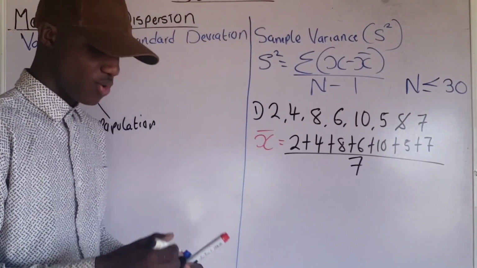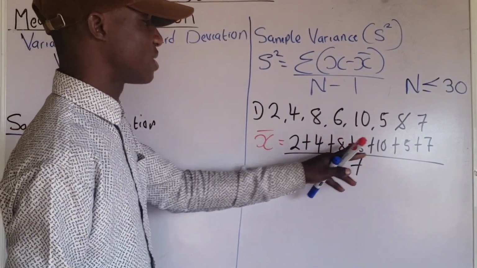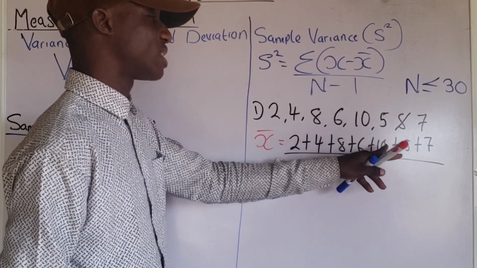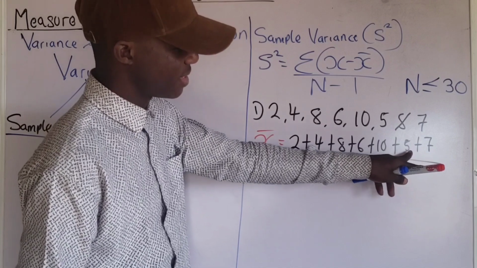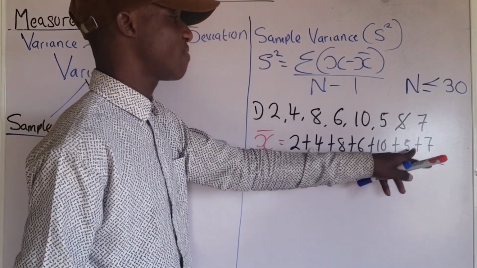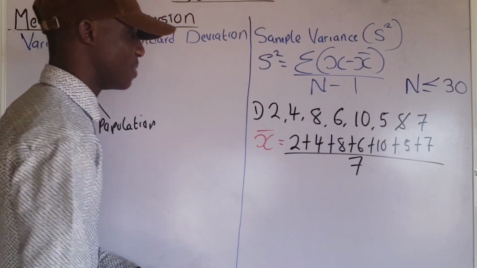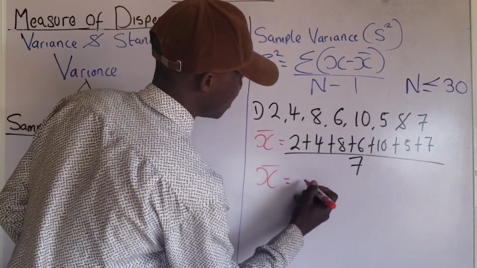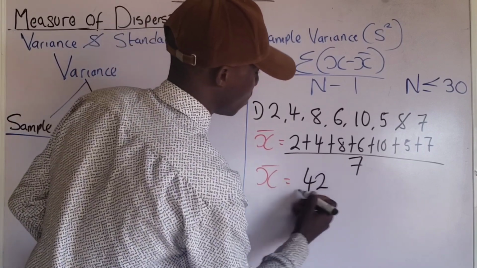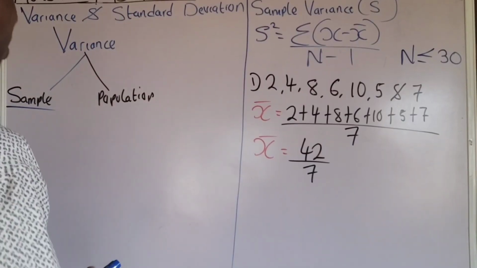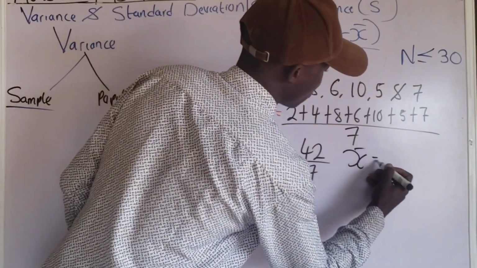Do you understand? Okay. So 2 plus 4 is 6. 6 plus 8 is 14. 14 plus 6 is 20. 20 plus 10 is what? 30. 30 plus 5 is 35. 35 plus 7 is 42. So here I'm going to have the mean. The mean of this data is what? 42 all over 7. So 42 divided by 7 will give us 6. So the mean of the sample is equal to 6.